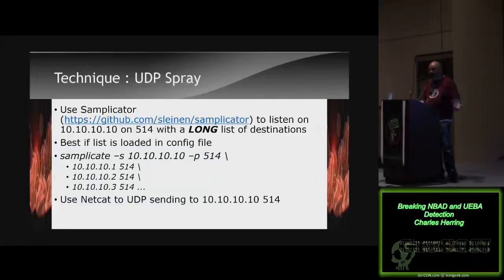So in that case, you don't know that the message got there, but if you're in a hurry and you've got to get out of Dodge, that's a quick way to make that happen. And it's just as simple as Samplicate, where you're sending it, what port, and then the list of destinations. And you can do that in a config file. You can generate it pretty quickly. That only works for UDP though.